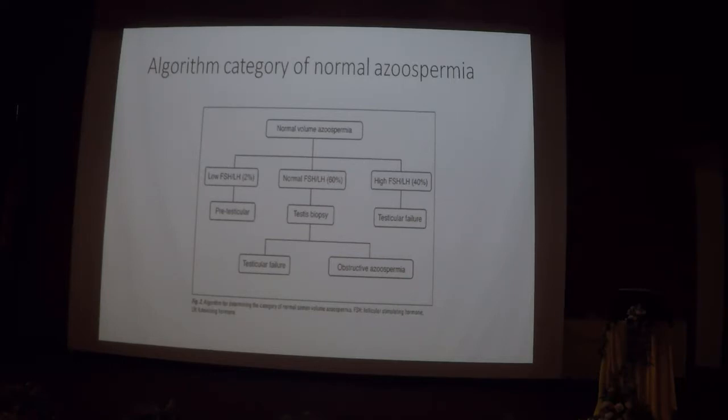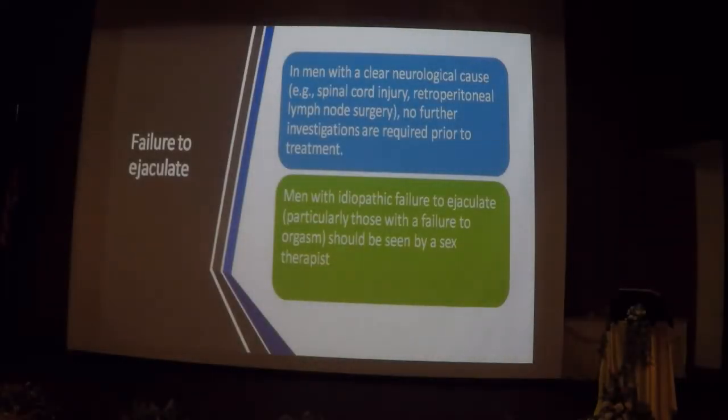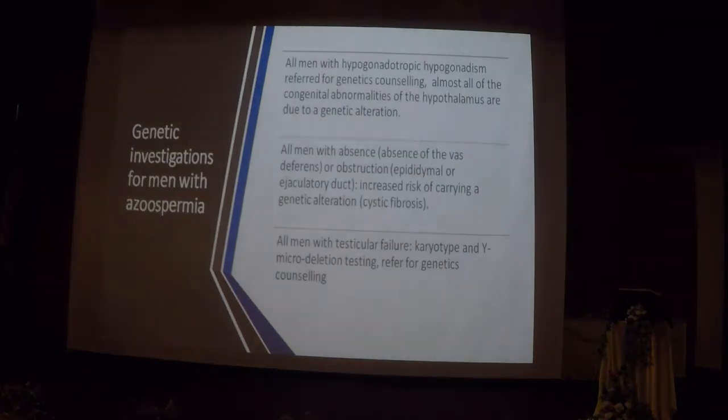Nothing much can be done. In men with, I'll skip this because Mr. Morali will cover that. When do you do genetic investigation for azoospermic men? All men with hypogonadotrophic hypogonadism should be referred for genetic counseling. Almost all of them will have some sort of congenital abnormalities in the hypothalamus, and there's some genetic alteration. So this kind of patient, send them for genetic testing.